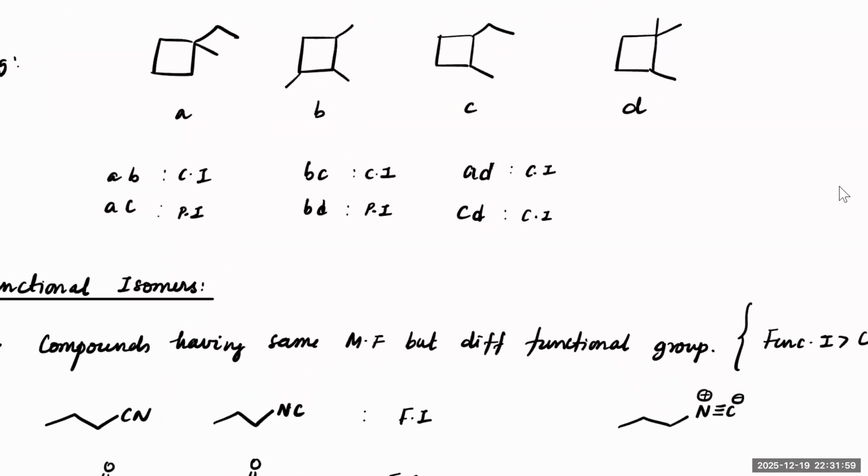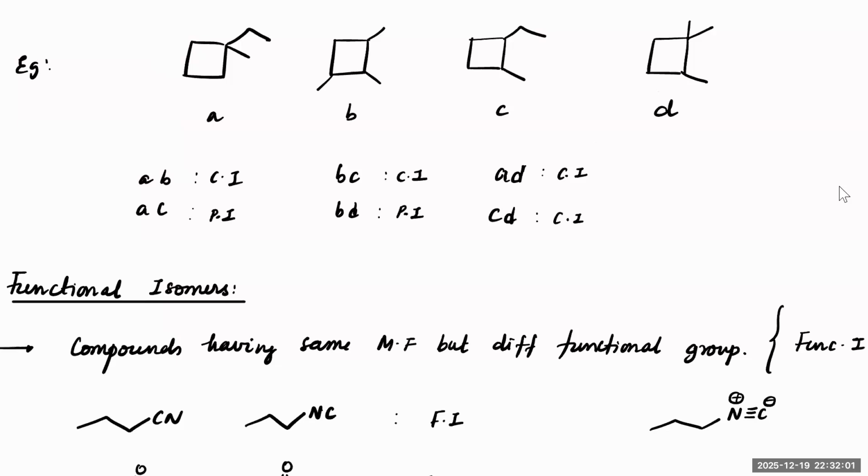Next, let's report this case now. A, B, C, D. If you compare these cases, check it out. A to B: have you noticed here that ethyl has become methyl? So chain isomers. B and C, same problem. Here it is ethyl, here these are all methyls, chain isomers. A and D, same problem. Here there are three methyls, here there is one ethyl, chain isomers.